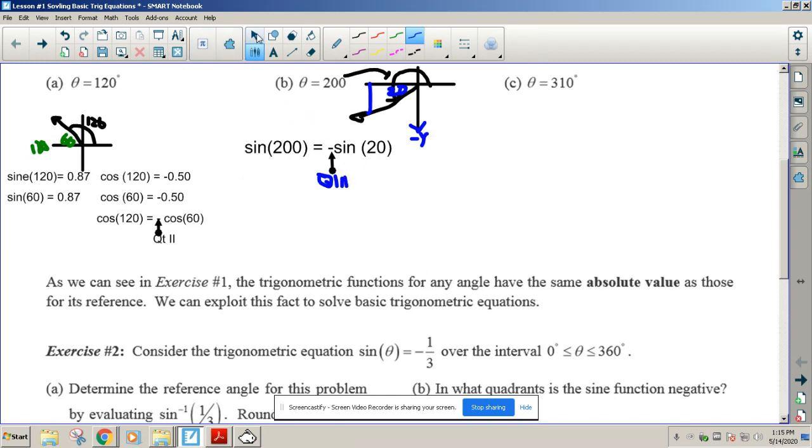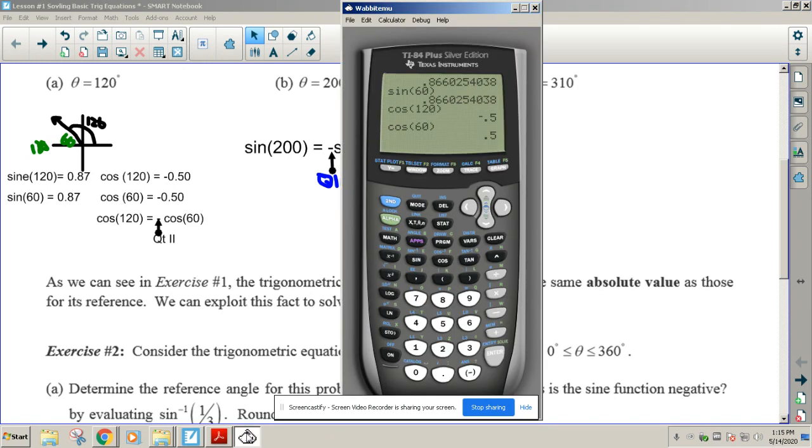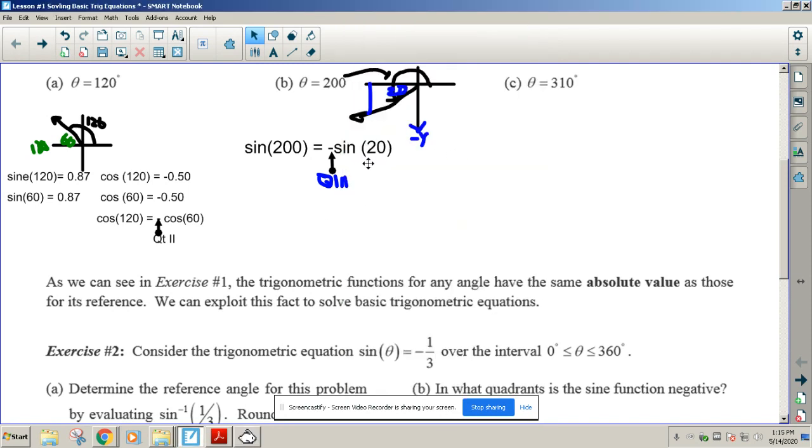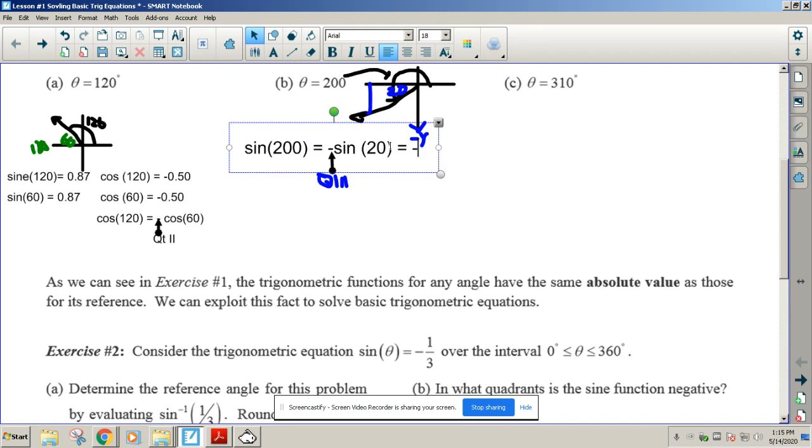So back to the calculator. If I were to type in the sine of 200, I get this negative number. If I were to type in negative sine of 20, the exact same number, negative 0.34. So let's type that in now. So both of them are equal to negative 0.34.